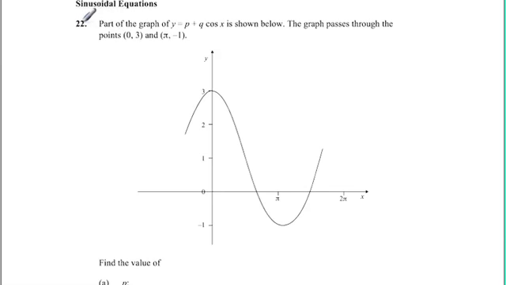Okay, so let's start with number 22. I know this is not really arranged according to 1, 2, 3, 4, etc., but this is just how it's in my database. But anyways, number 22.